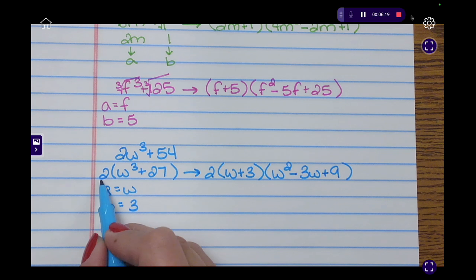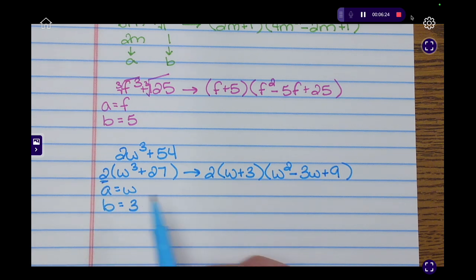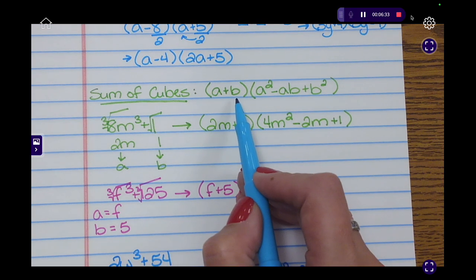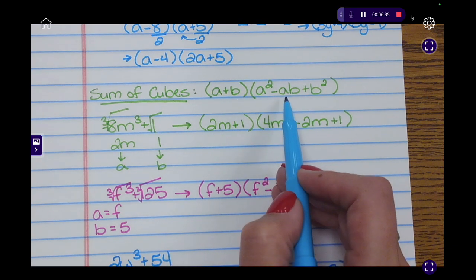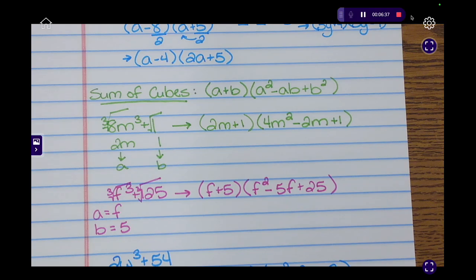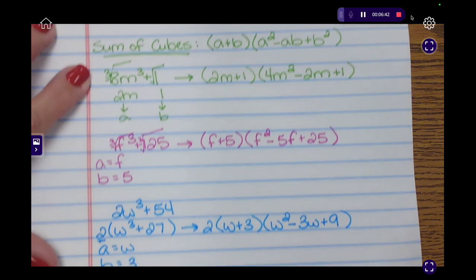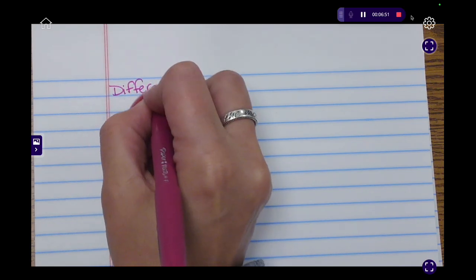So don't forget, you're always looking for a GCF. So no matter what type of factoring, you always want to look to see if there's something in common you can take out. And then once we took out that 2, we had that sum of cubes right here. So we're using that set formula again, a plus b in the first parentheses, and then a squared minus ab plus b squared. Okay. Now, so that was the sum of cubes. So now we're going to look at a difference of cubes. So this is going to be a difference of cubes.